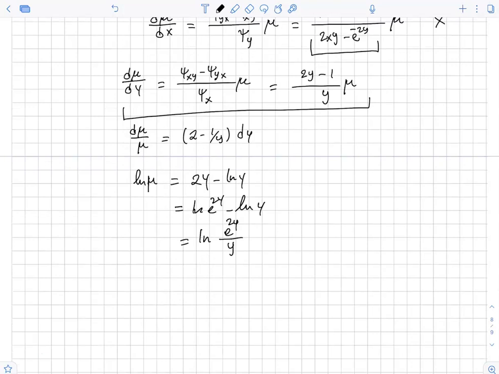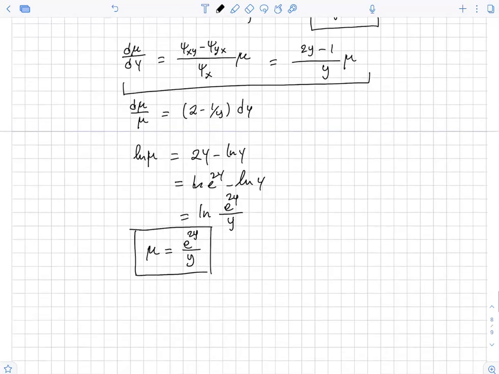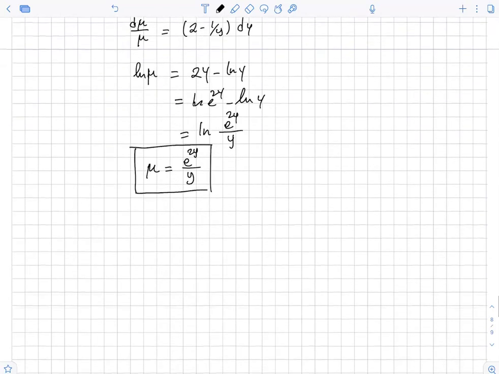Now you have ln on both sides, so ln of mu is ln of e to the 2y by y, so you can cancel ln, and you get mu equals e to the 2y divided by y, which is the integrating factor. Now we go back to the differential equation and write it down and solve it.